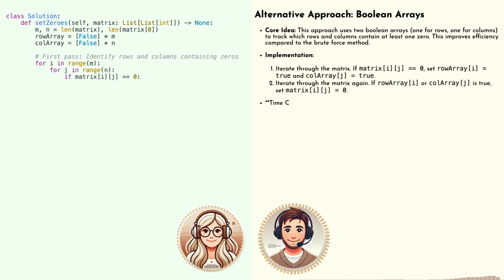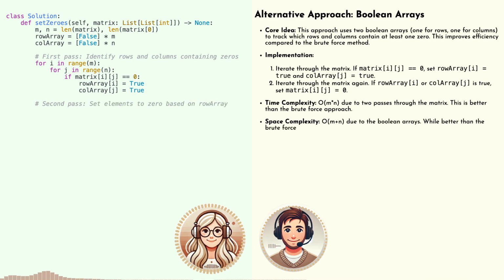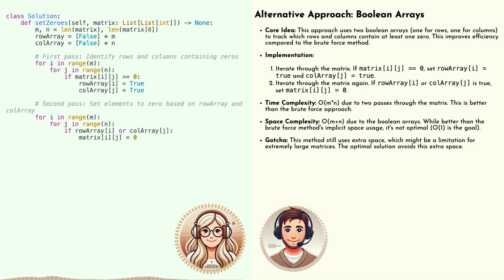Okay, so we've talked about the brute force approach and this amazingly efficient in-place solution. Are there any other ways to solve Set Matrix Zeros? Absolutely. There are other clever solutions worth exploring, each with its own pros and cons. For instance, we could use Boolean arrays to keep track of which rows and columns need to be zeroed.